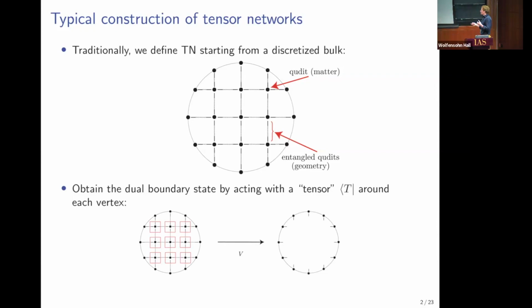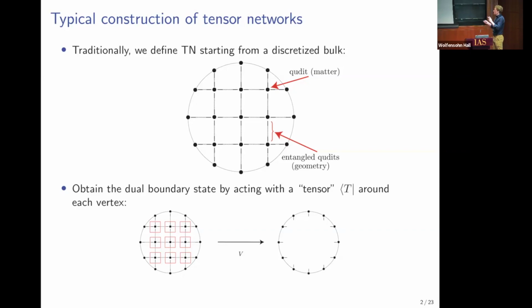You can consider all of these red boxes that I've drawn here. Each red box now includes 5 qudits. So this red box includes, say, this qudit that was the matter dot, and then the 4 surrounding qudits that were part of these entangled pairs making up the geometry. So that's some Hilbert space with 5 factors. You pick some state in that Hilbert space with 5 factors. There's many clever ways to do it. Different tensor networks pick different states. And then you just hit it with the bra of that state.